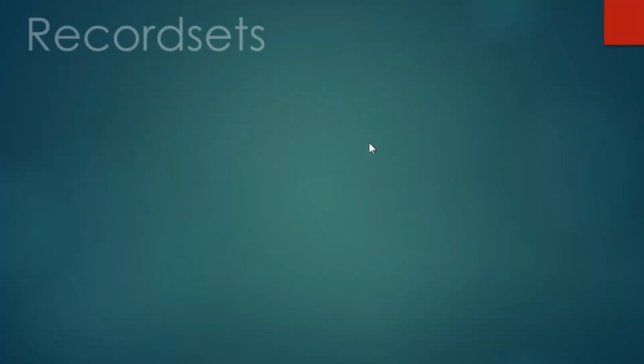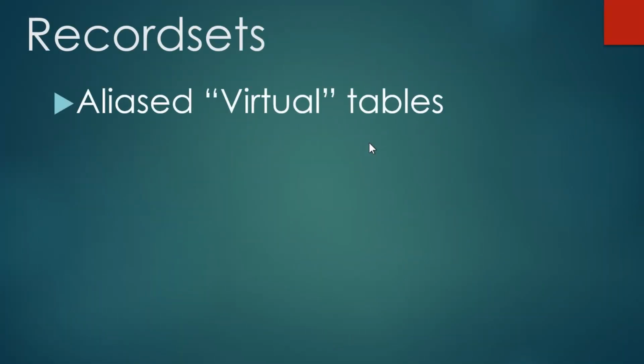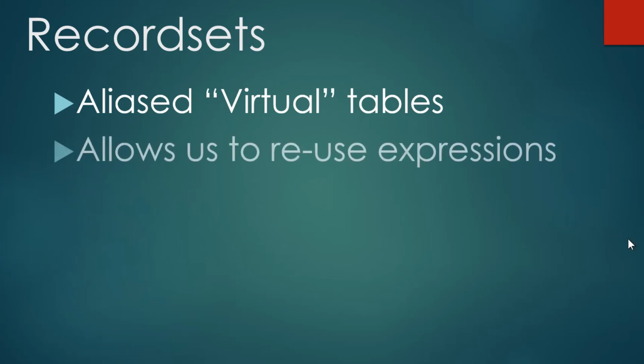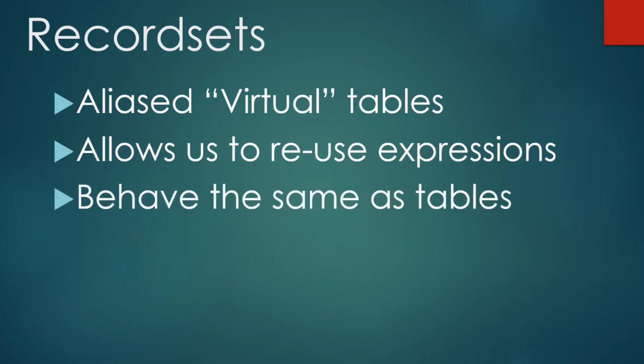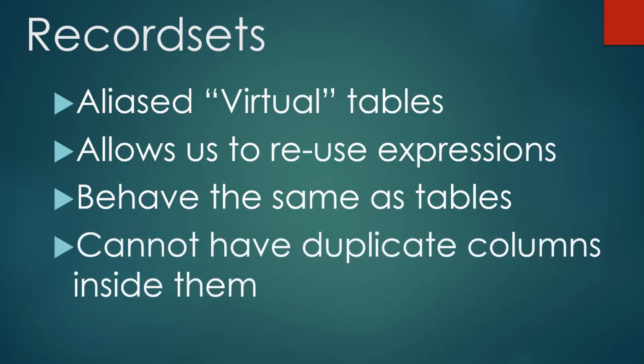So let's have a recap about what we've learned about record sets. Record sets are aliased virtual style tables. Those virtual tables can allow us to reuse expressions within those record sets. They behave the same as tables. They can be selected from, they can be joined to, and the columns inside them can be used to order by. There is a caveat, and that within a record set, we cannot have duplicate column names inside them.